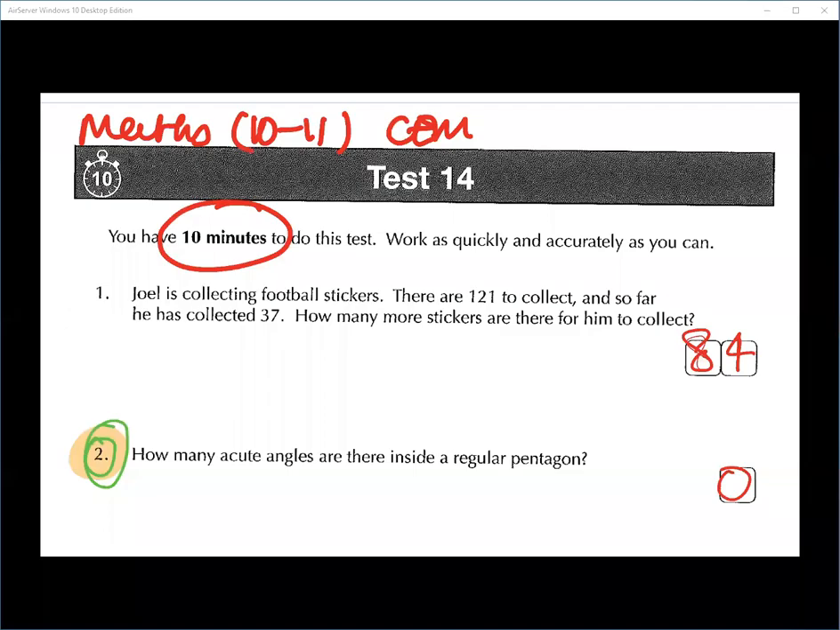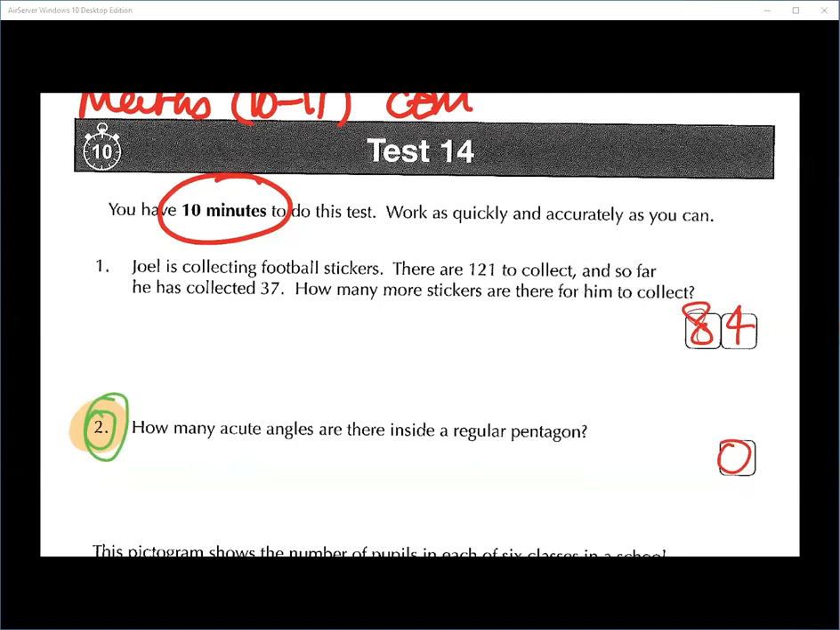Okay, let's record on this computer. Let's get started. Question number 2. For question number 2, Hasib, join me, please.